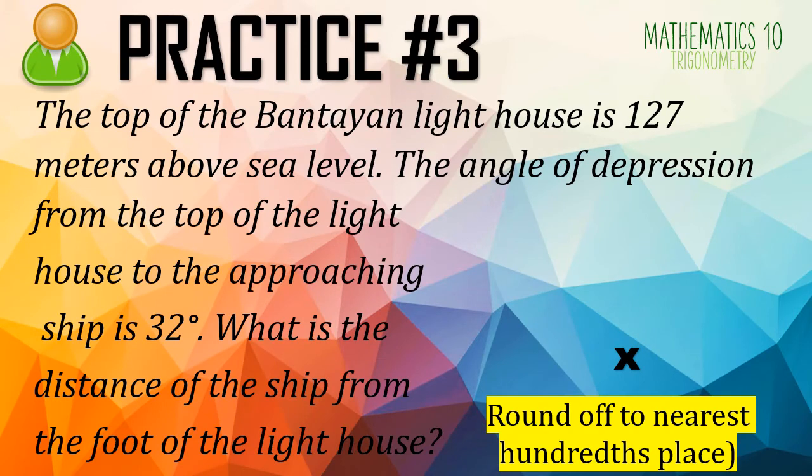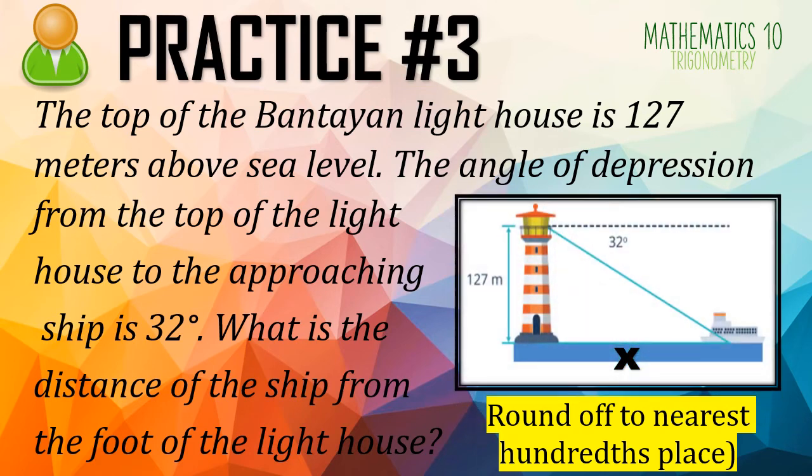Okay, problem number 3. According to our problem, our illustration will be this one. As you can see, our angle of depression is 32 degrees, and still I'll be using the application of alternate interior angles. So if this is 32 degrees, therefore the alternate interior angle will also be 32 degrees.